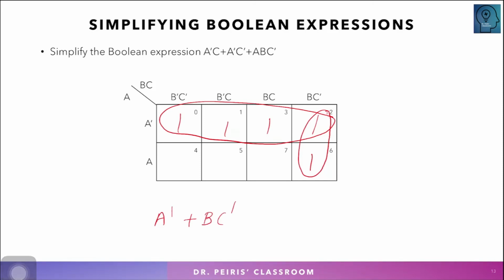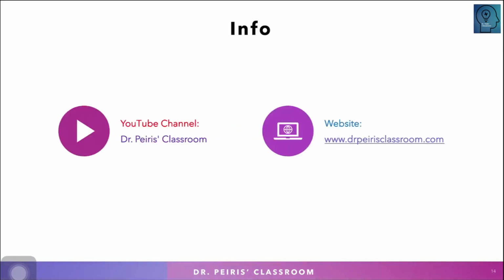So this is how you do the grouping in 3 variable K maps. So that's all about this lecture, 3 variable K maps.